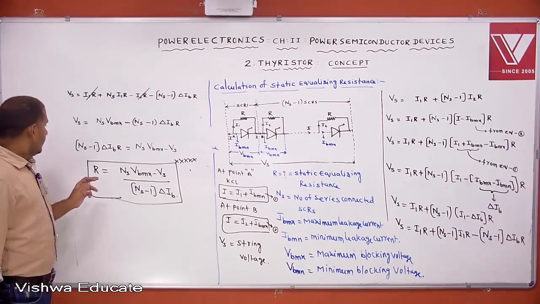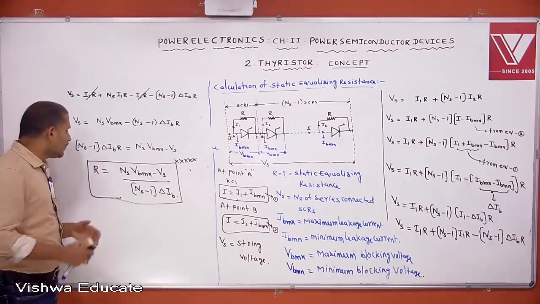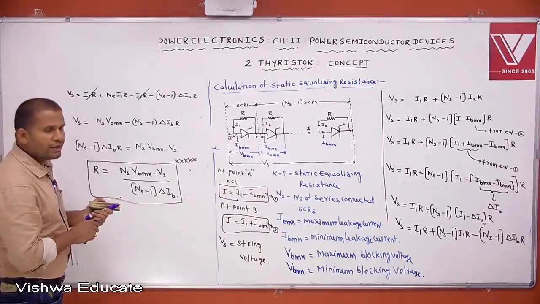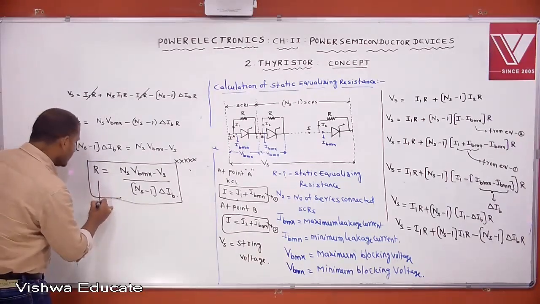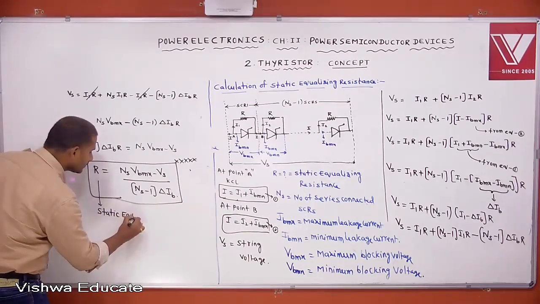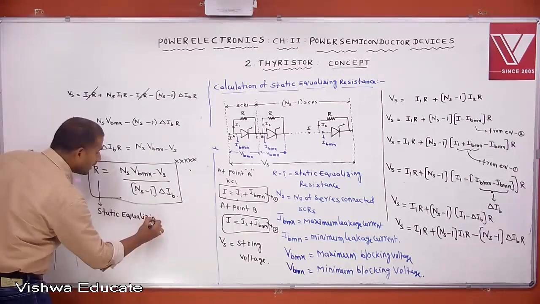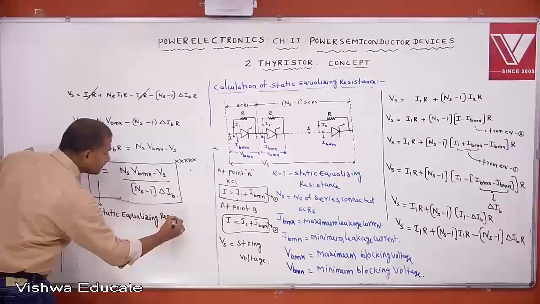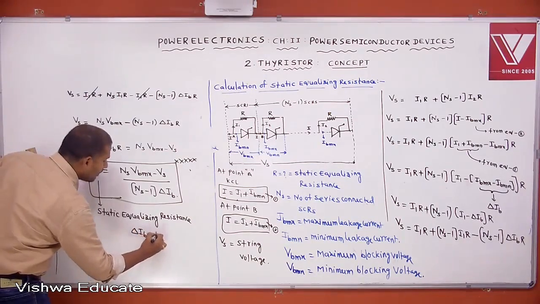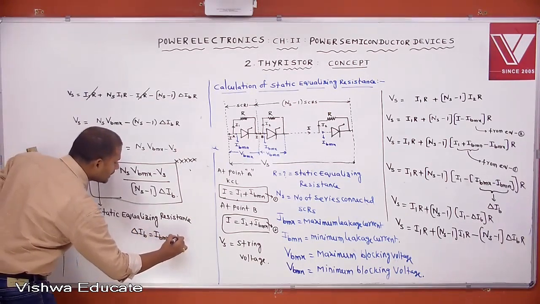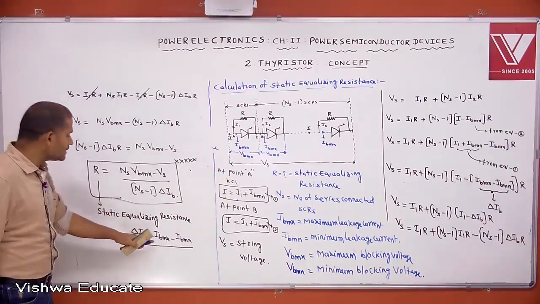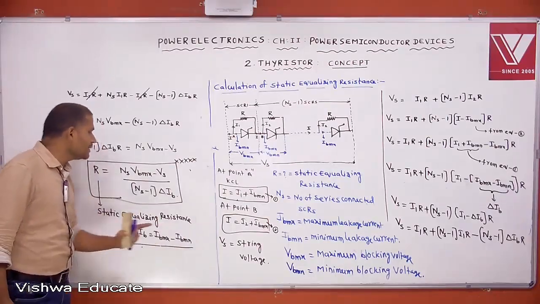This is the static equalizing resistance for approximate equalization of voltage distribution across each SCR. How much static equalizing resistance can you connect? Here delta IB equals maximum leakage current or blocking current minus minimum leakage current or blocking current, that is, IB maximum minus IB minimum.